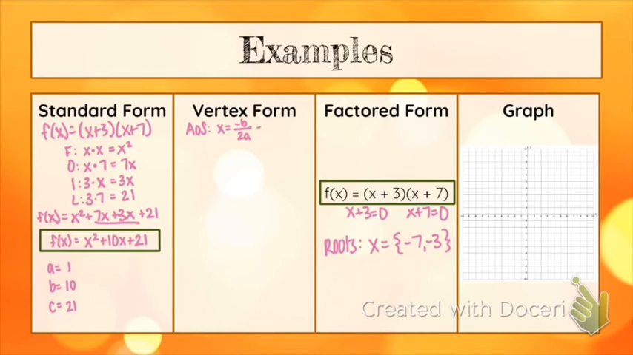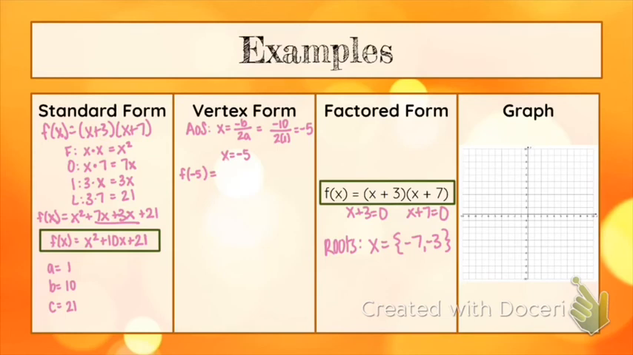So -b would be -10, and 2 times a would be 2 times 1. And that's going to simplify to be -5. So x equals -5 is our axis of symmetry. Then to find our vertex, we do f of -5. We plug our axis of symmetry in for x.